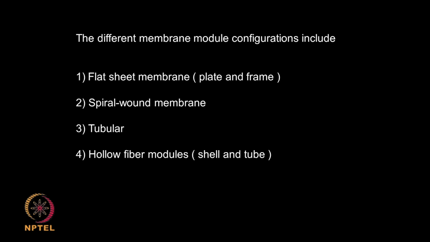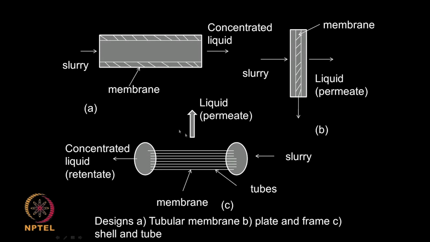Okay. Different types of membranes that are available: the flat sheet membrane or plate and frame, the spiral wound membrane, which is in the form of a spiral, the tubular membrane, which is in the form of a tube, and the hollow fiber module, that is shell and tube type of membrane. So, these are some pictures of it, right. This is a tubular membrane. This is a tube and this is a porous membrane.